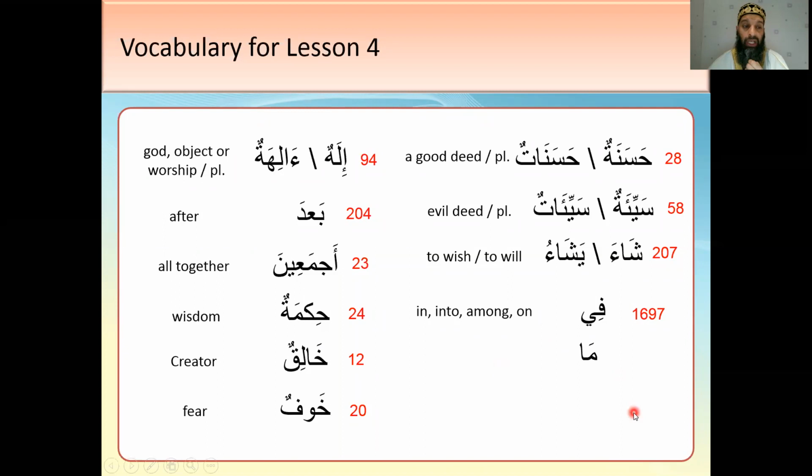Inside, in. Ma. What does ma mean? In Urdu we say ma to mum. That's not the case for Arabic though. Yeah. It can mean what. It can mean whatever. It can mean not. Next one. Mata.